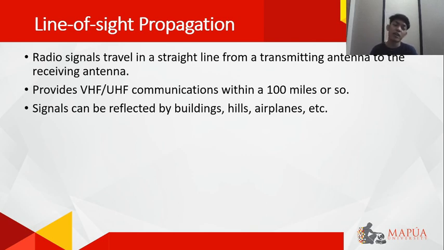The third type of propagation is line of sight propagation. In this type of propagation, radio signals travel in a straight line from the transmitting antenna to the receiving antenna. It provides very high frequency or ultra high frequency communication within 100 miles or so. Signals can be reflected by buildings, hills, airplanes, and so on.